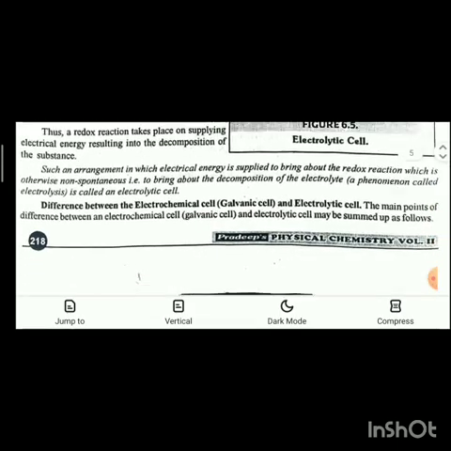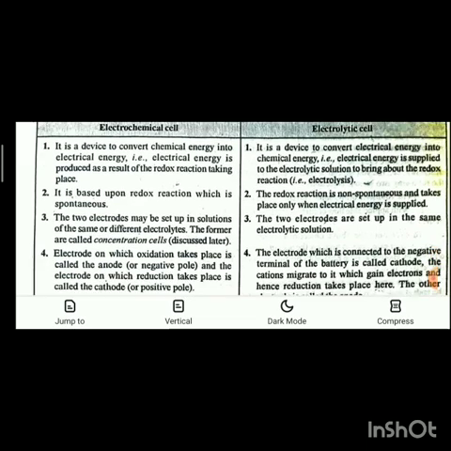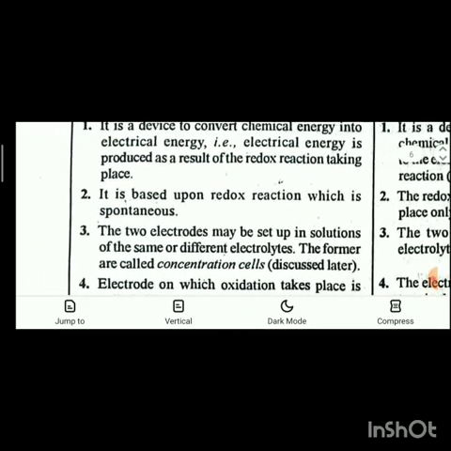Difference between electrochemical, galvanic cell and electrolytic cell. Electrochemical cell: it is a device to convert chemical energy into electrical energy. That is, electrical energy is produced as a result of the redox reaction taking place. It is based upon a redox reaction which is spontaneous.